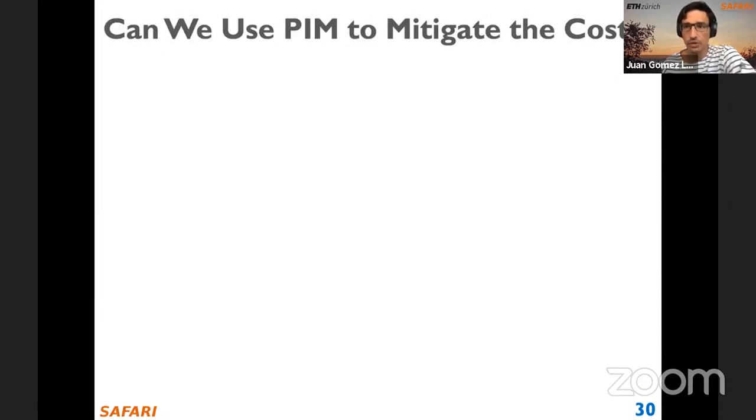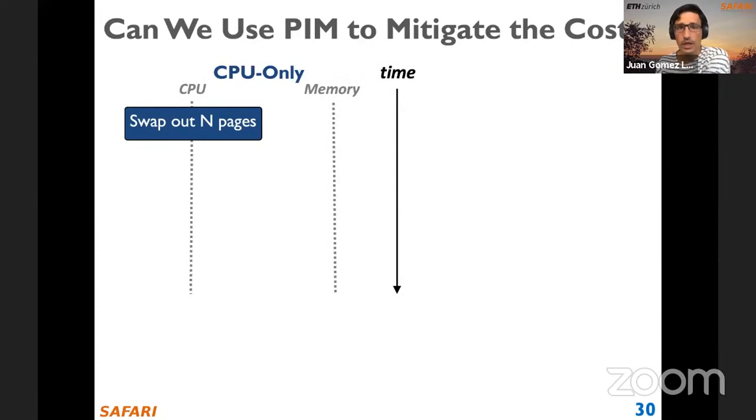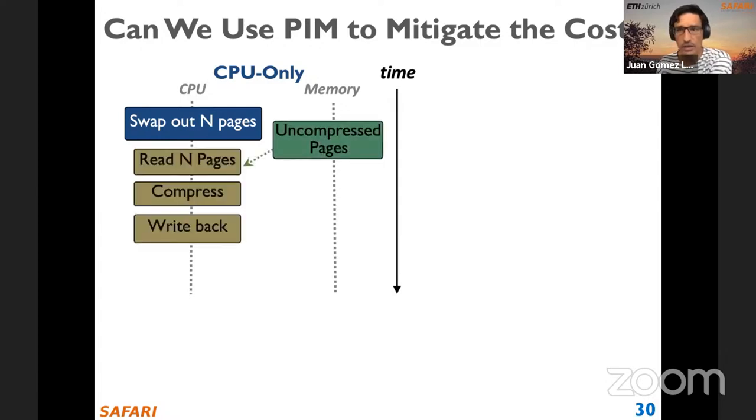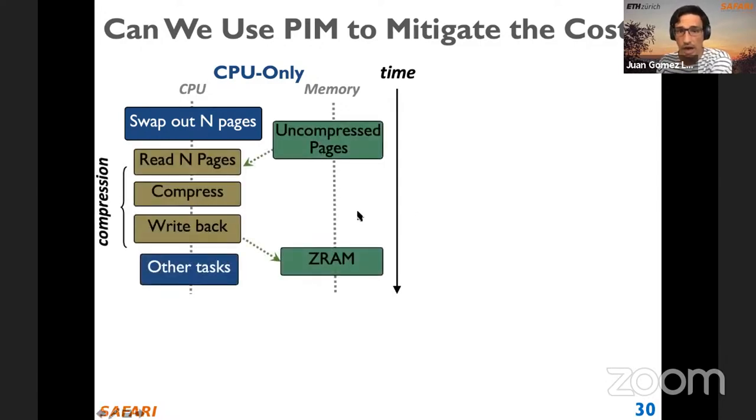We want to be fast and we want to reduce the memory footprint as much as possible, and PIM can help to do so. In the baseline implementation with a CPU-only implementation, this is more or less what happens when we do tab switching. We swap out M pages, assuming that these M pages are not being used. So they are uncompressed pages in memory. We need to read the pages, compress them on the CPU, and then write them back to memory, to the ZRAM, and then continue doing other tasks.